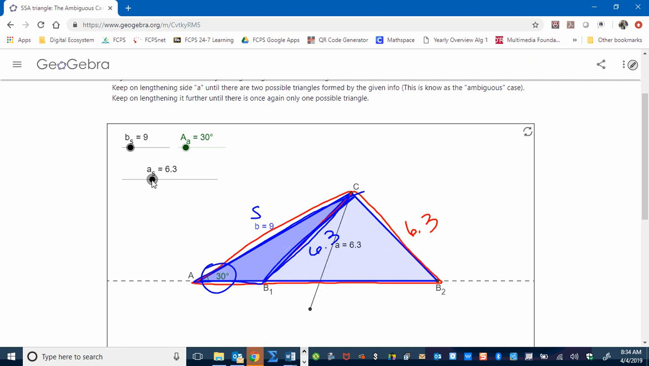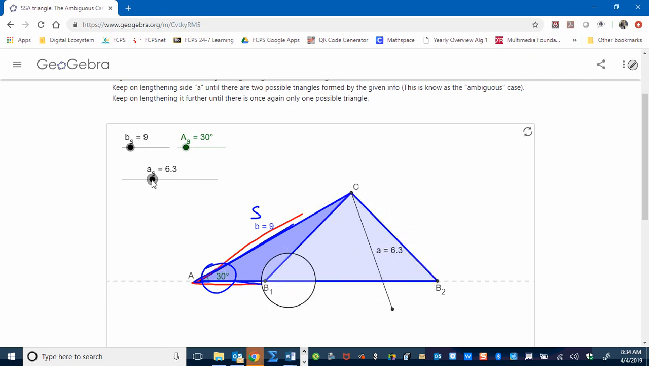So that is case 2. We will create 2 different triangles, and we will have to solve twice. We will have to find all the angles and all the sides of the giant red triangle, and then we will have to find all the angles and all the sides of the blue triangle. Okay, that is case 2.